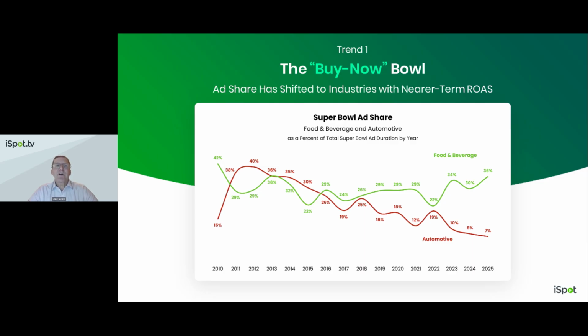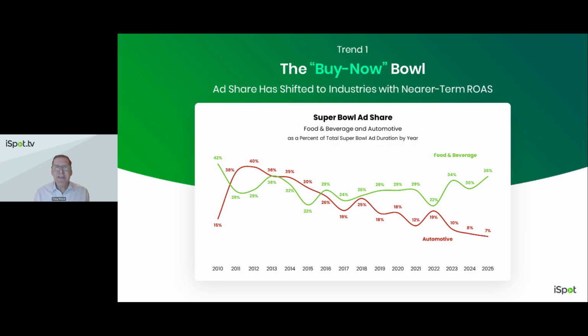We call this the Buy It Now Bowl because these are products that you can purchase the next time you're at the supermarket, the next time you're at a restaurant, or right off your phone for instantaneous gratification. The economics of Super Bowl advertising may have something to do with this. Back in 2010, the average price of a 30-second Super Bowl ad was slightly under $3 million, and of course, this year famously touching about $8 million.